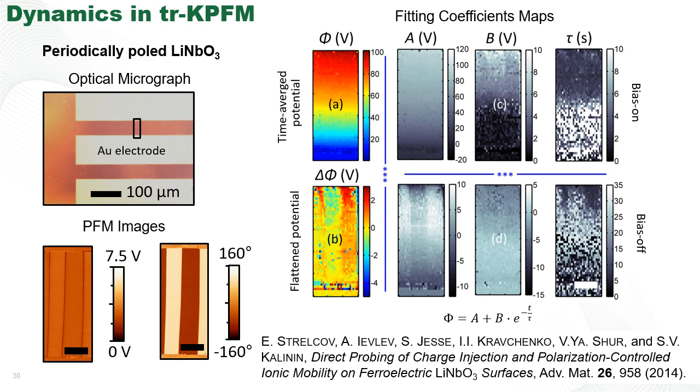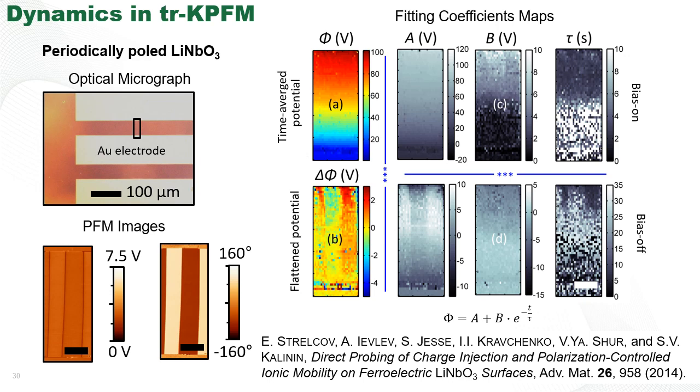Of course, we can get it a little bit more quantitative. For example, we can explore the time dynamics using lithium niobate. Here we have a material with positive and negative domains. These are two electrodes. This is the region that we study, and the PFM image shows that there is a positive and negative domain. You see them on the PFM image, and they are separated by the domain wall.